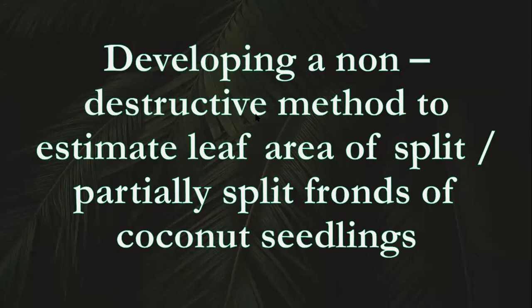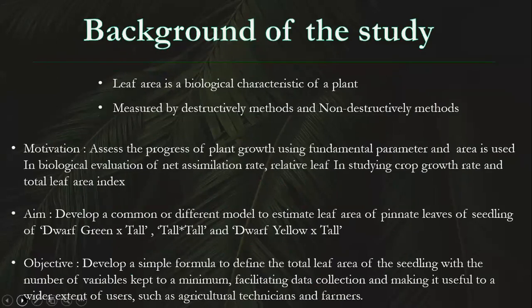Using a non-destructive method to estimate leaf area of split or partially split trunks of coconut seedlings. Leaf area is a biological characteristic of a plant that decides the light interception and efficiency of the photosynthetic and transpiration rate, as well as assessing the growth and vigor of vegetation on the plant.